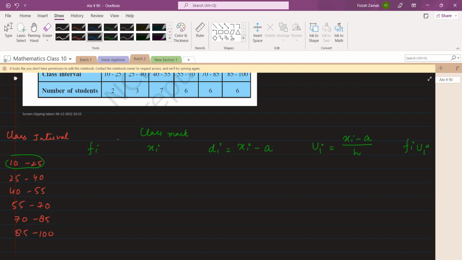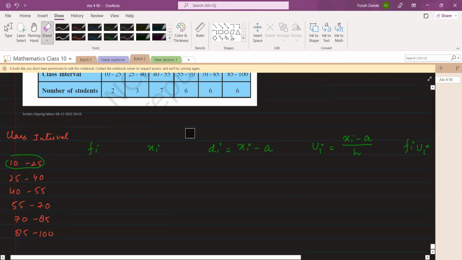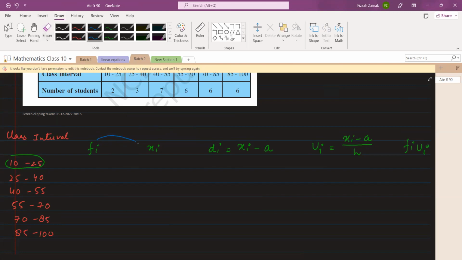Right? So in this question itself, this one is the direct method. If you multiply these two, this becomes your assumed mean method. And if you multiply this with this in the end, that becomes your step deviation method. Is that clear, Rida?